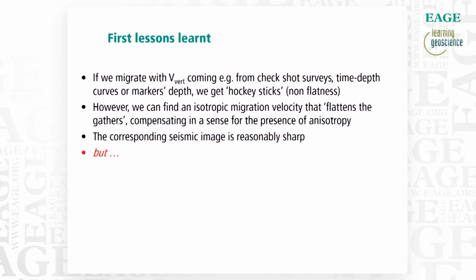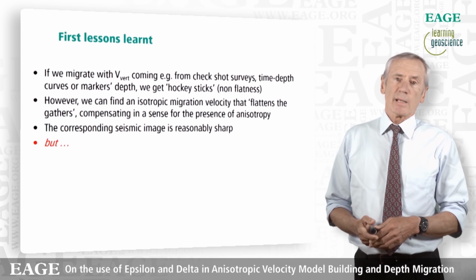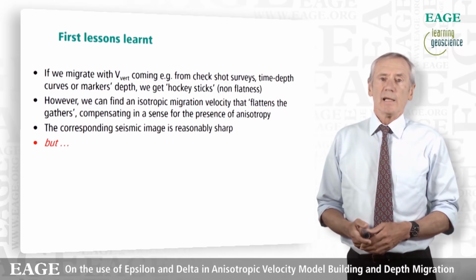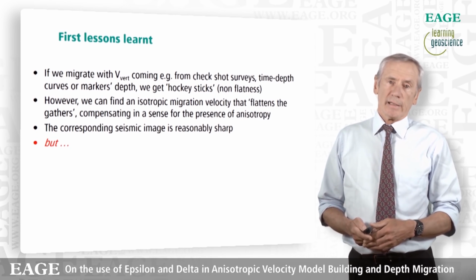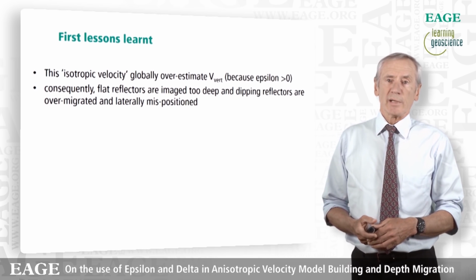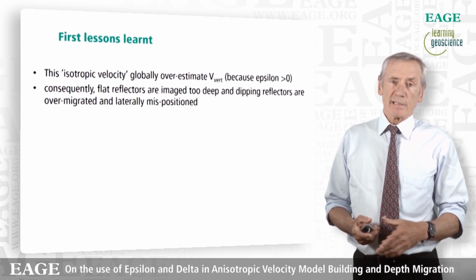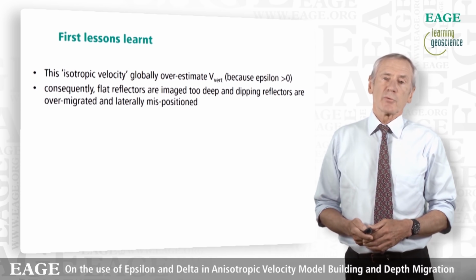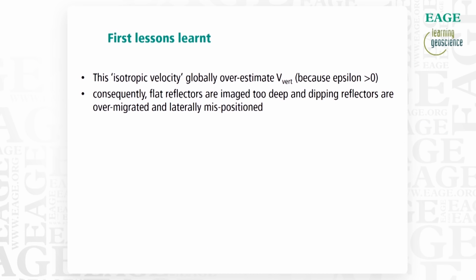So we can draw a few lessons already from this first exercise. If we migrate with the true vertical velocity coming, for instance, from the check shot survey, time-depth curves or marker depths, we get the famous hockey sticks effect. However, we can find an isotropic migration velocity that in some ways flattens the gathers, compensating for the presence of anisotropy. The corresponding image is reasonably sharp, but the isotropic velocity globally overestimates velocities. This is related to the fact that epsilon is positive, and consequently flat reflectors are imaged too deep, and dipping reflectors are over-migrated and laterally mispositioned.